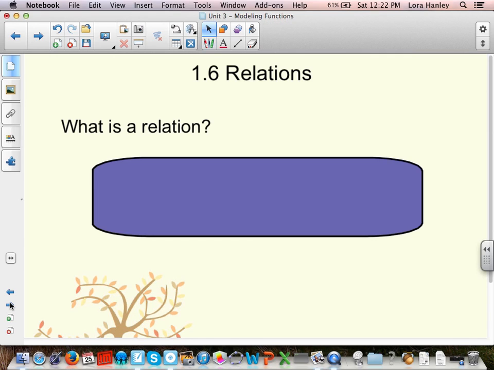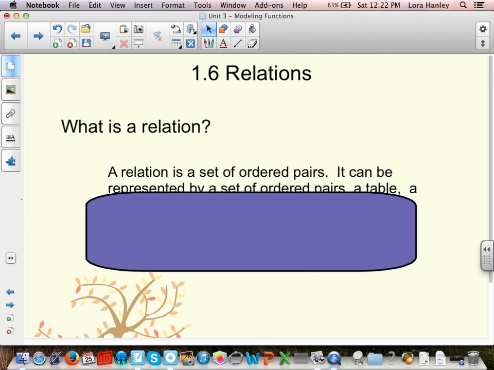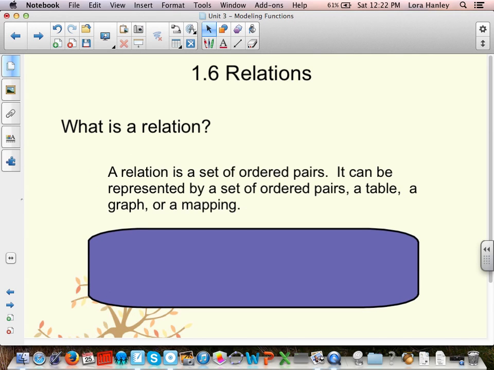First, we need to discuss what is a relation. Well, a relation is a set of ordered pairs. It can be represented by a list of ordered pairs in a table, a mapping, or a graph.